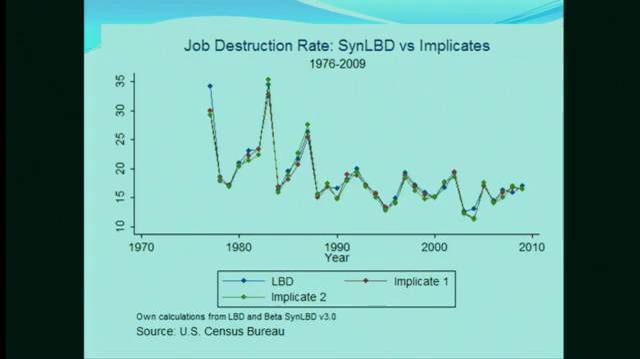And there's a complicated formula for that the economists have come up with. I didn't come up with it. We just applied their method, their formula, on our data set. But you can see that we actually track the patterns pretty well. The blue is the actual LBD, the green and the red are two implicates of the LBD.